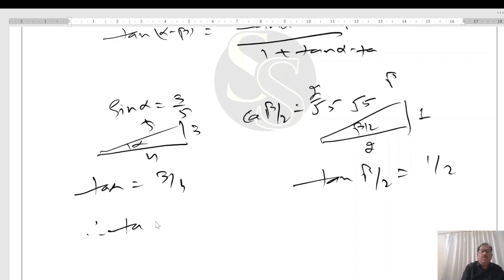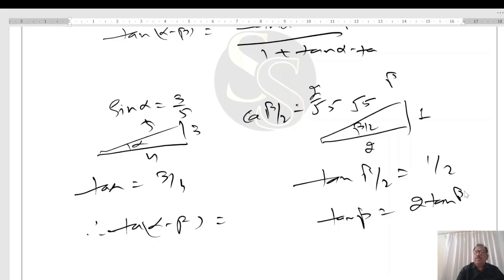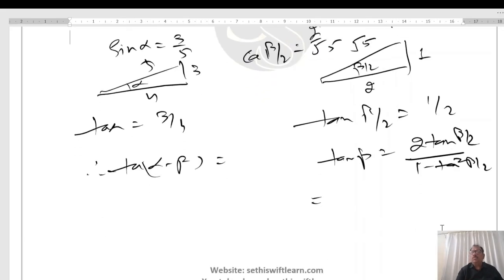Therefore, tan of alpha minus beta will be equal to... Now, this is tan beta by 2. What we have to find the value of now? tan beta. tan beta will be equal to 2 tan beta by 2 upon 1 minus tan square beta by 2. Substituting values, this comes out to 2 into 1 by 2 upon 1 minus 1 by 4. The answer comes out to be 4 by 3.